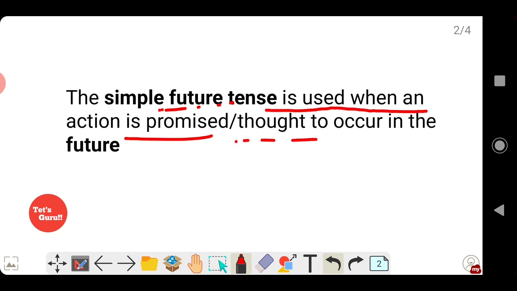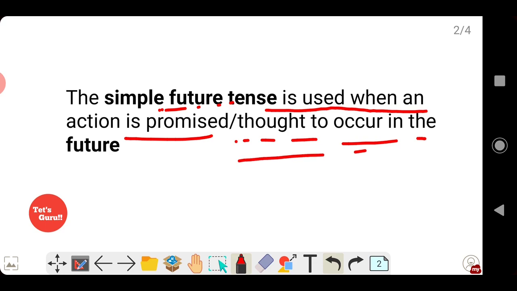Anything you want to do after 5 minutes, anything you want to do after 1 hour, anything after tomorrow, the day after tomorrow, the next day, all those examples are simple future tense. And this is the definition. Anything you promised, anything you thought would occur in the future. When I say that it will be in the future, I'm using will. Have you observed? So this is the simple future tense, and this is one of the simplest tenses.